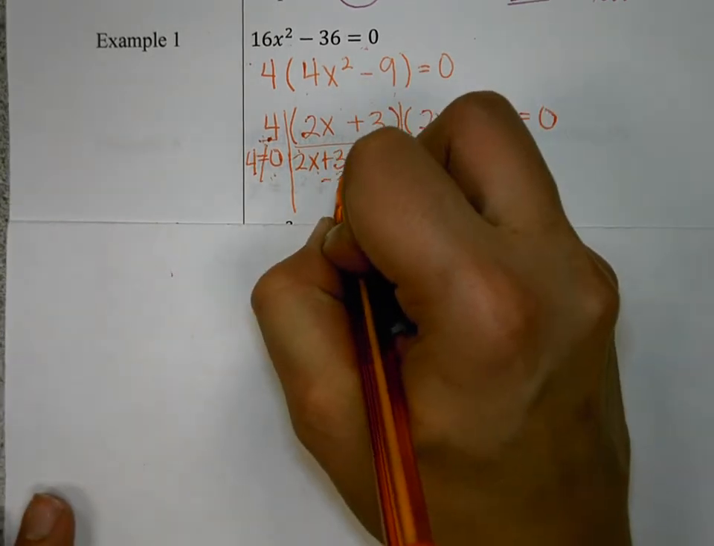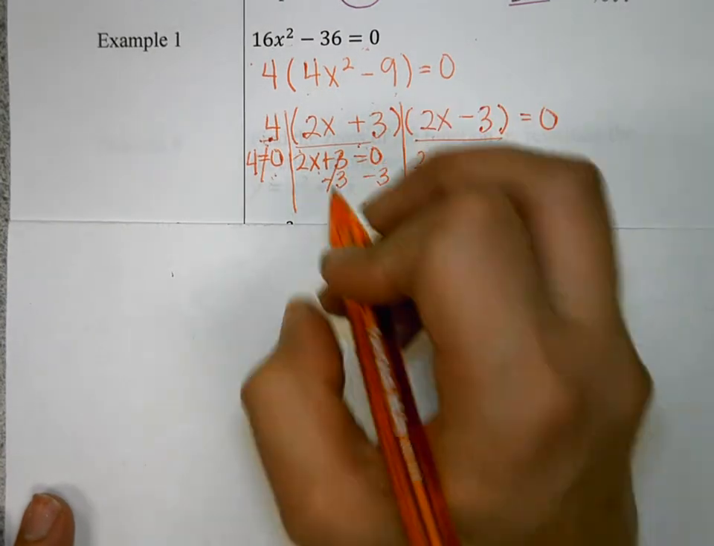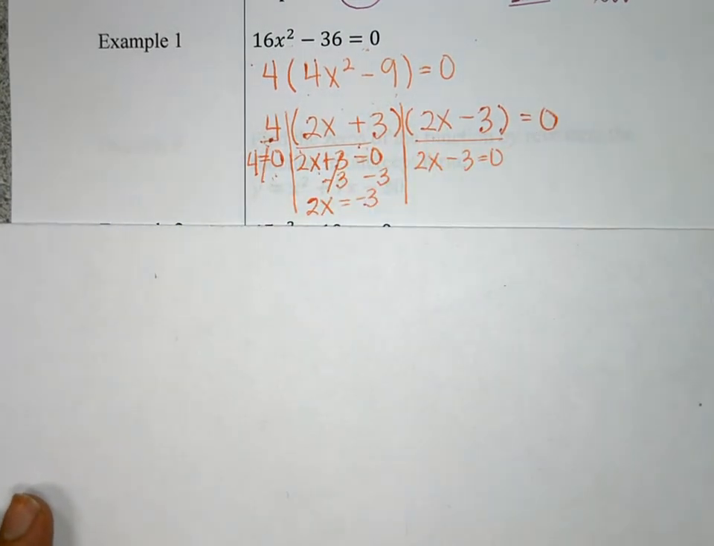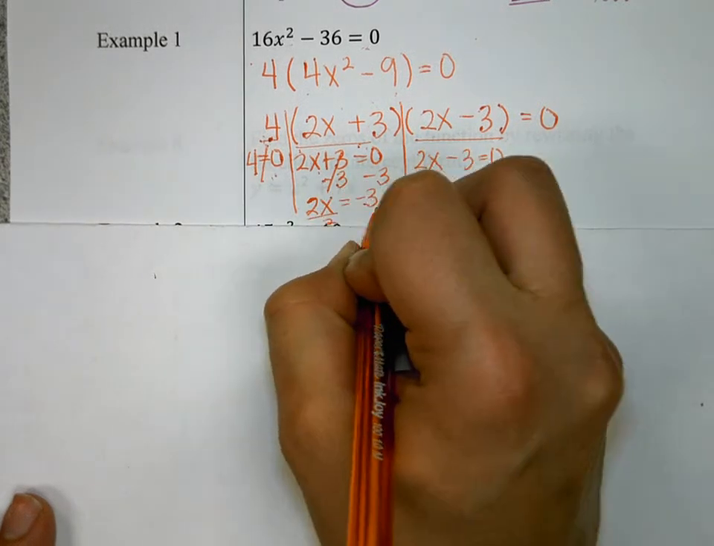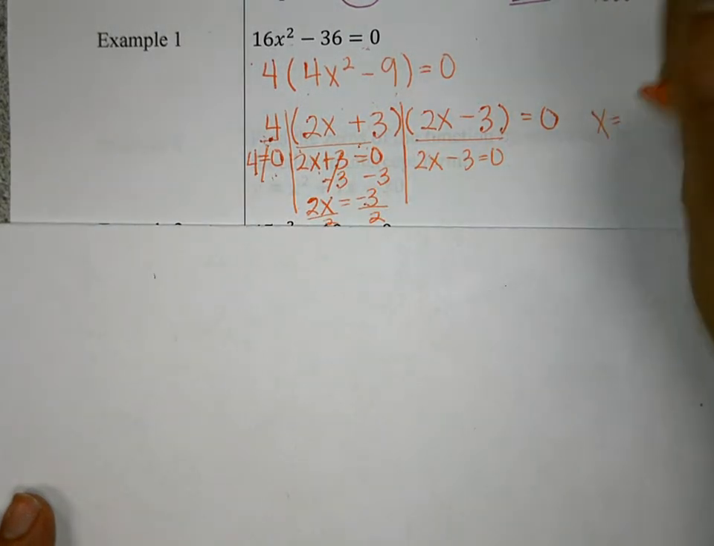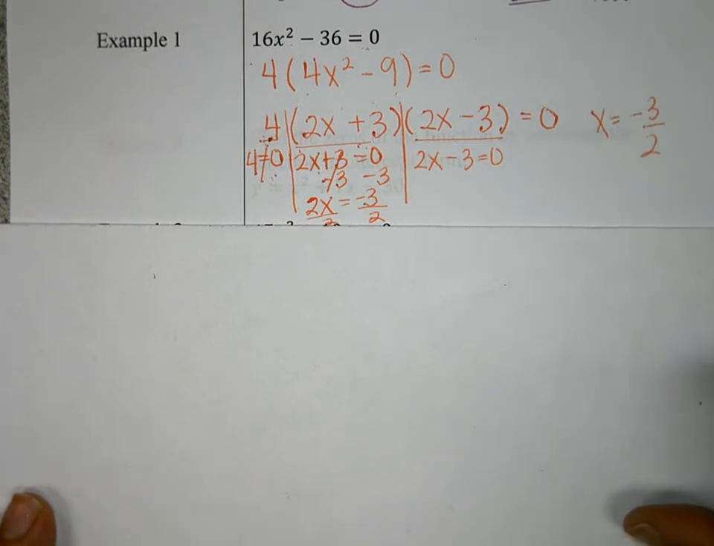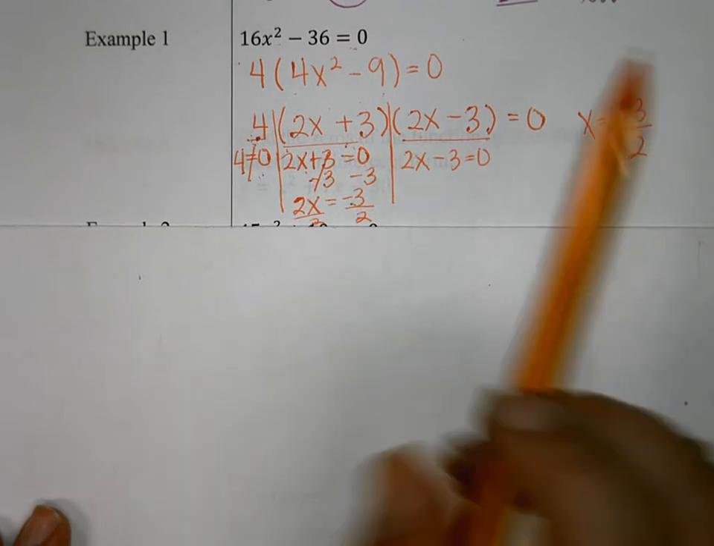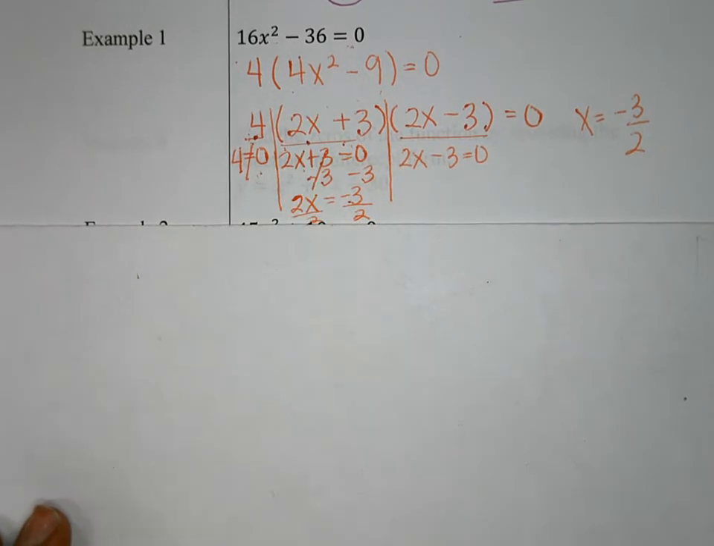So I'm going to subtract 3 from both sides. That gives me 2x equals negative 3. And then I divide both sides by 2. So one of my answers is x equals negative 3 over 2. So if I were to plug in negative 3 over 2 in for x, my whole equation would multiply out to give me 0. So I can do the exact same thing for this guy.